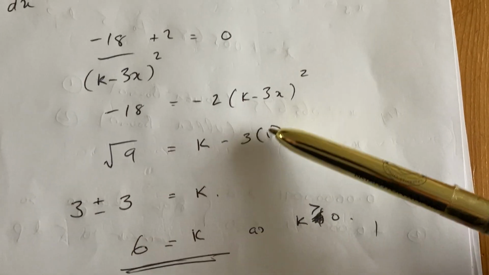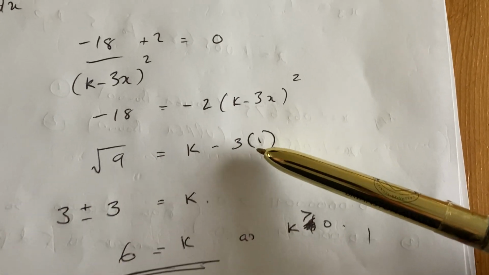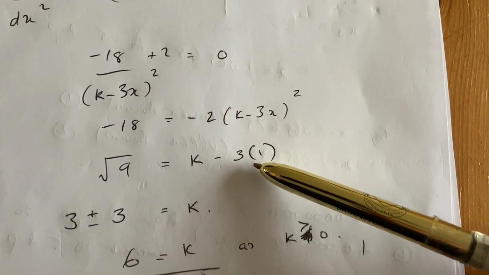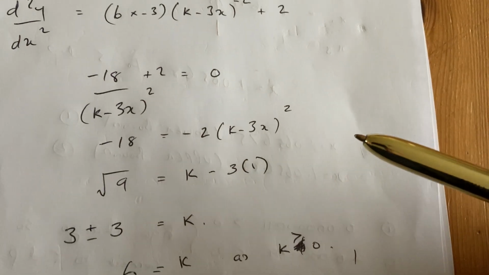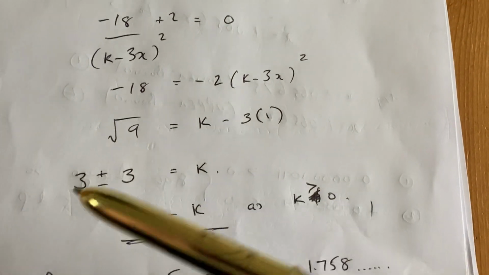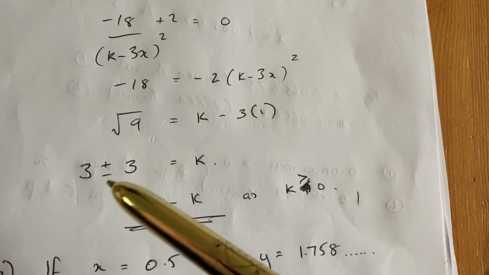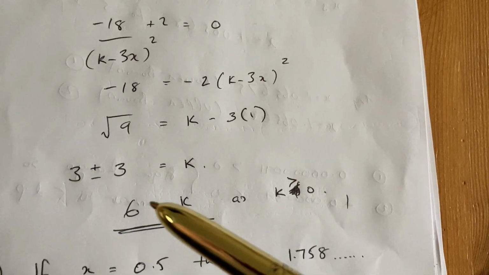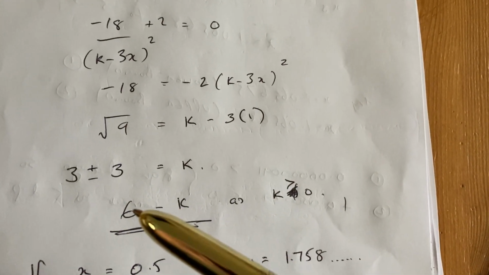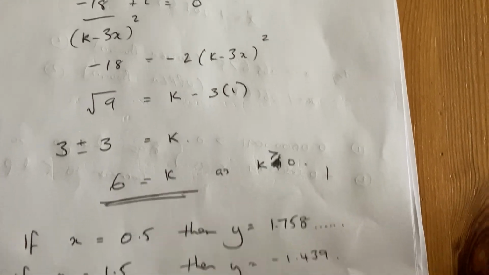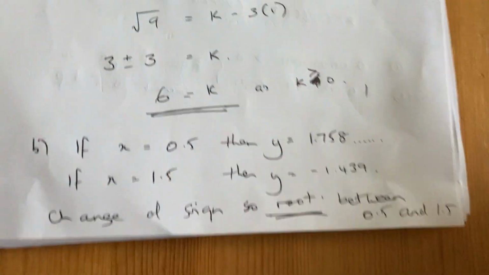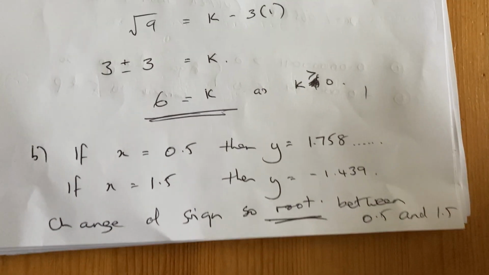So bring the 3 over from the other side. And you have an answer of 3 plus 3 or 3 minus 3. We've got to take the plus answer where k is 6, as in the question it says that k is bigger than 0.